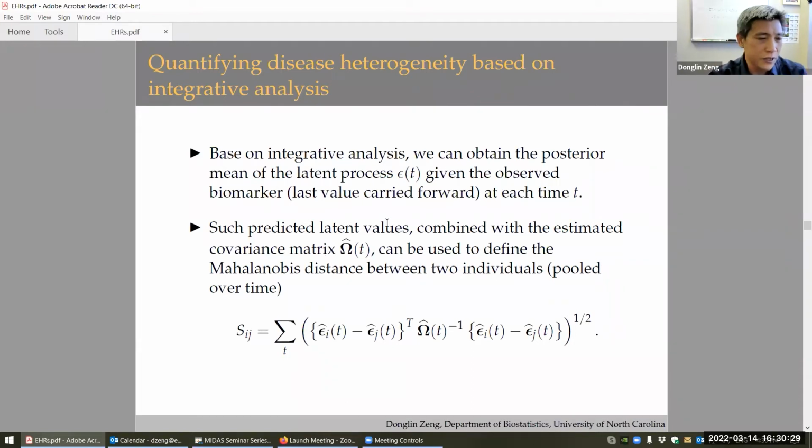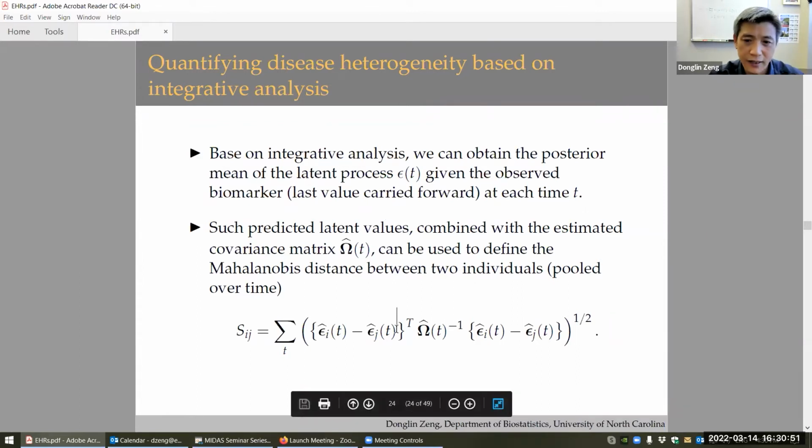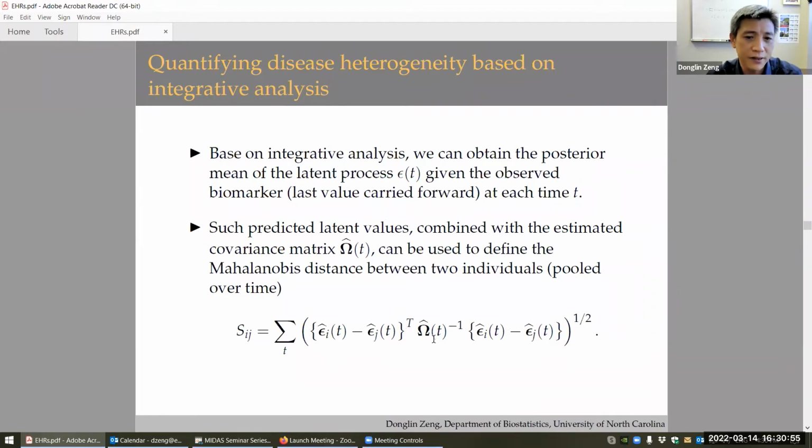So first we use this joint model framework, because with a statistical model, once you have a joint model, you can infer the latent process. That's the advantage of statistical modeling, because you model the mechanism, the distribution process, right? And using this distribution mechanism, you can understand what the latent one is. And once you get the latent process, I call it epsilon t, and we already know its correlation, right? Then we can simply calculate this Mahalanobis distance, which is basically given by this form.